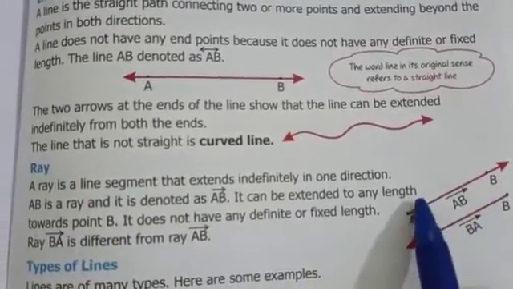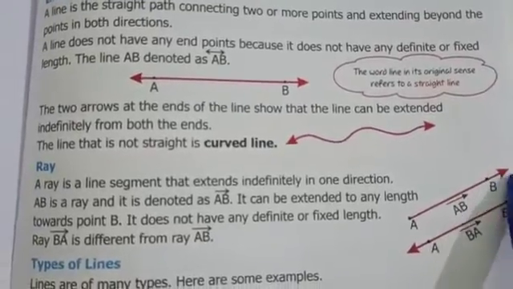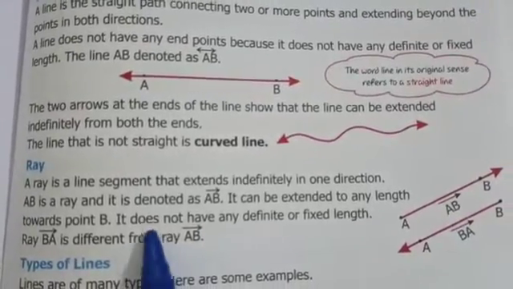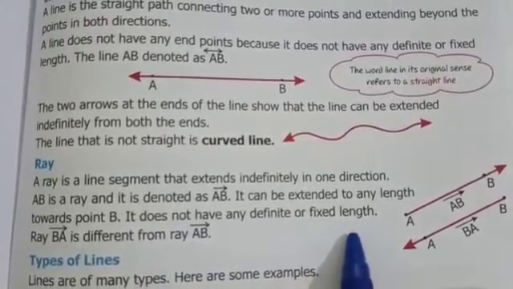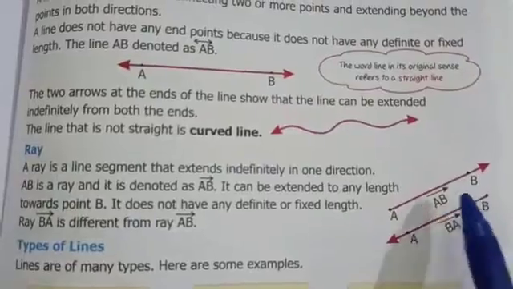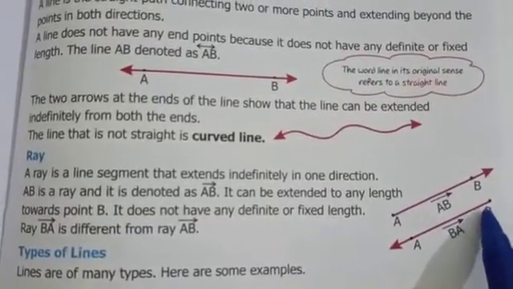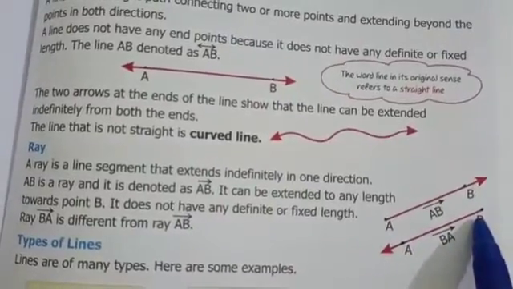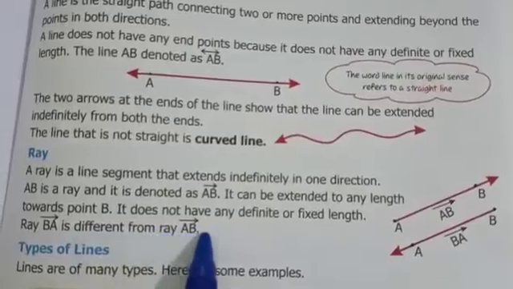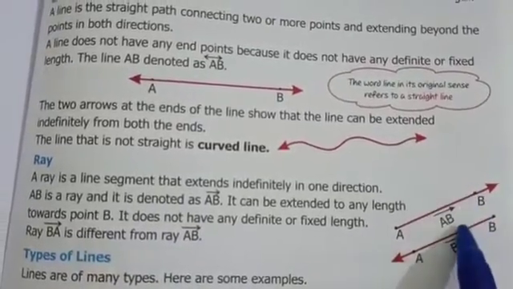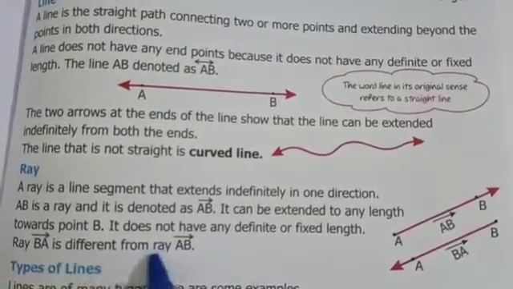See this one, A to B. It can extend to any length towards point B. It does not have any definite or fixed length. Now two rays are drawn here. Ray AB has starting point A and ray BA has starting point B. So here it is written ray BA is different from ray AB. We cannot say ray AB is the same as BA because the origin is different.